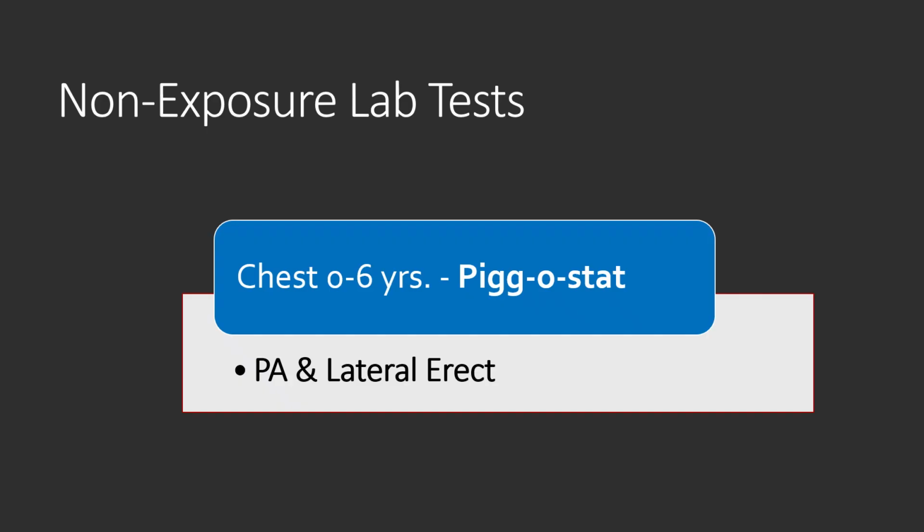So for pediatrics, you have one non-exposure lab test. It's for chest 0 to 6 years old. It will be in the pigg-o-stat, so you will be using the dial for that, and it will be a PA and lateral erect.